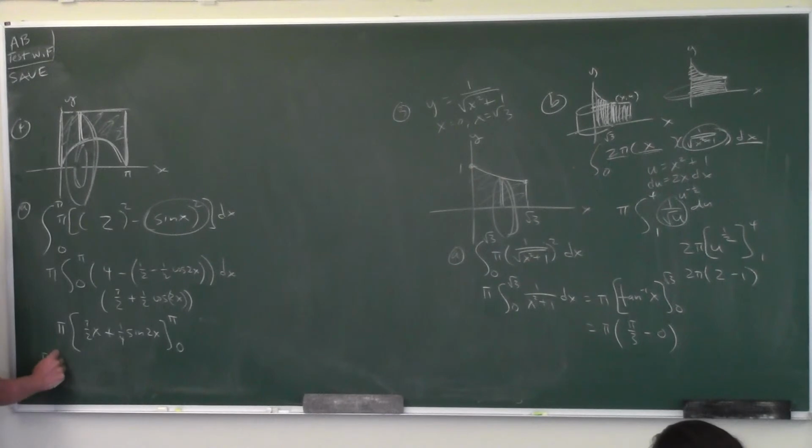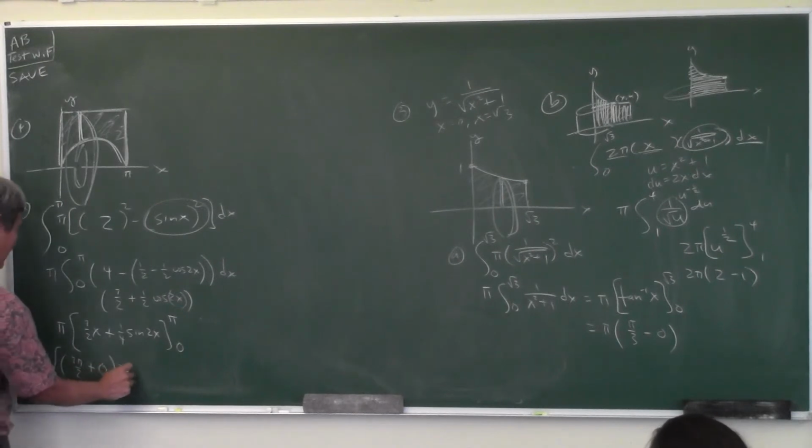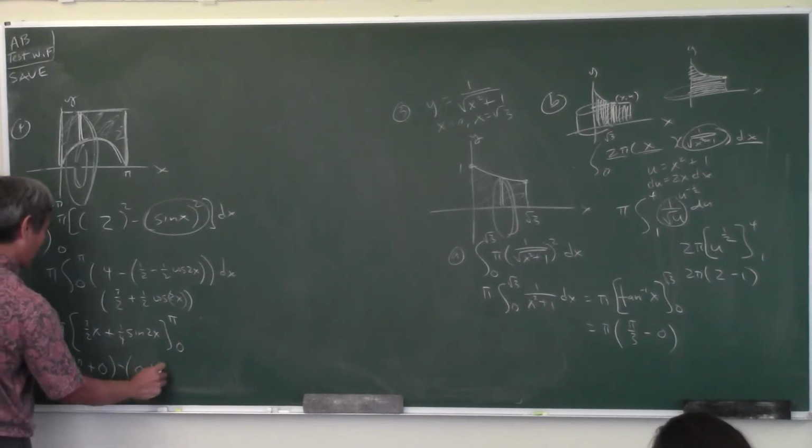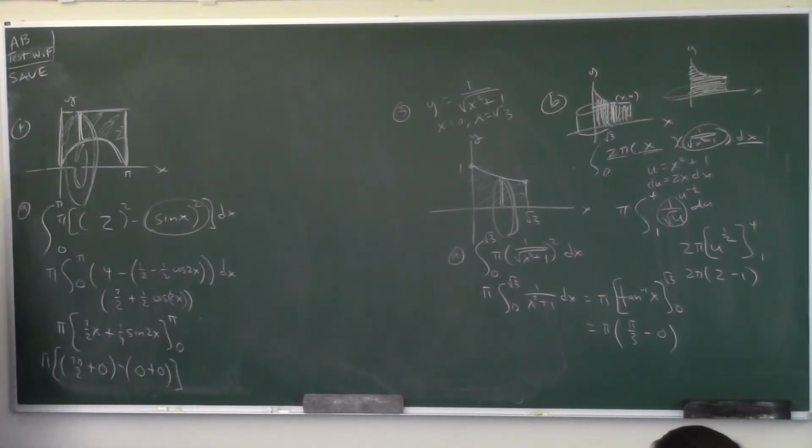Okay, plug in the top number. What do we got here? 7 pi over 2 plus 0. Plug in the bottom number. 0 plus 0. I think you guys can handle the simplifying of that one.